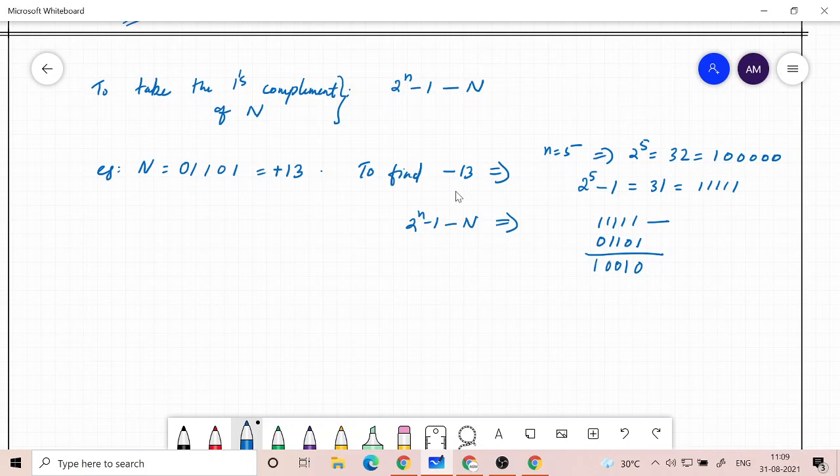So to get this result, if you just compare these two, you can see a relationship. Wherever it is 1, it is 0. Wherever it is 0, it is 1. That is what happens when you subtract a number from another number which is all 1s. You really don't need to borrow or anything like that. You just need to complement each bit. So if you have 1 here, you go to 0.